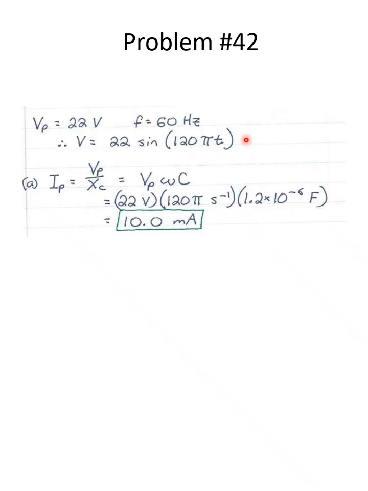Now, question A says find the peak current. Well, peak current is the peak voltage divided by the capacitive reactance, which is peak voltage times omega C. And we have all the values there, 22 volts times the 120 pi for omega times the capacitance is 1.2 times 10 to the negative 6 farads. And we get 10 milliamperes.